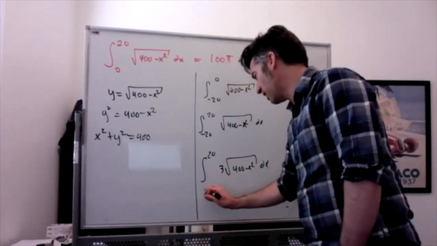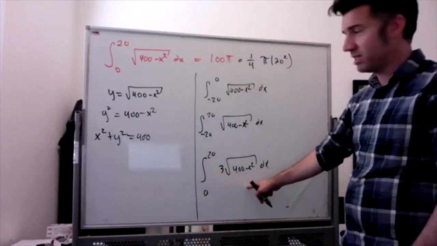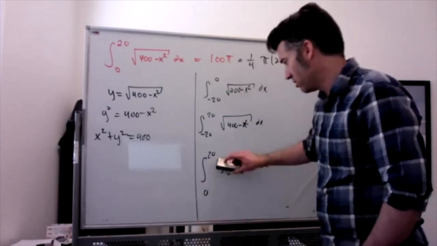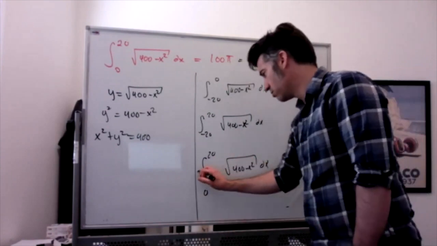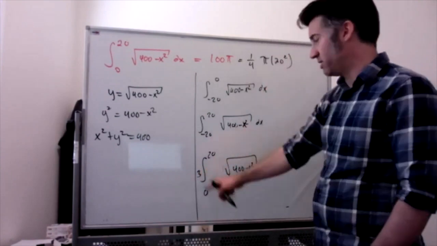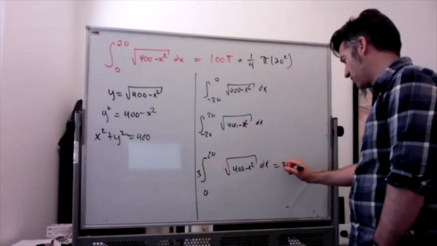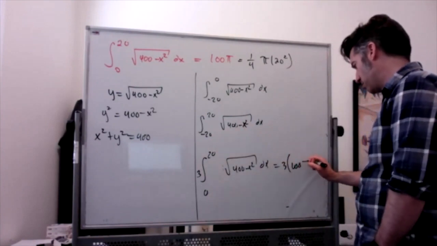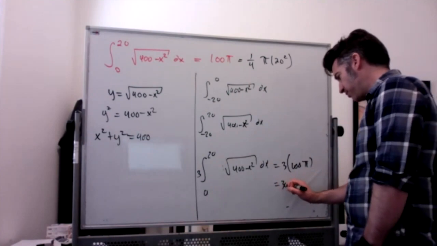Okay, in my opinion, this last one is the easiest. You just factor out the 3. And then you're like, I know what this integral is. That's 100 pi. So this is 3 times 100 pi, which is 300 pi.